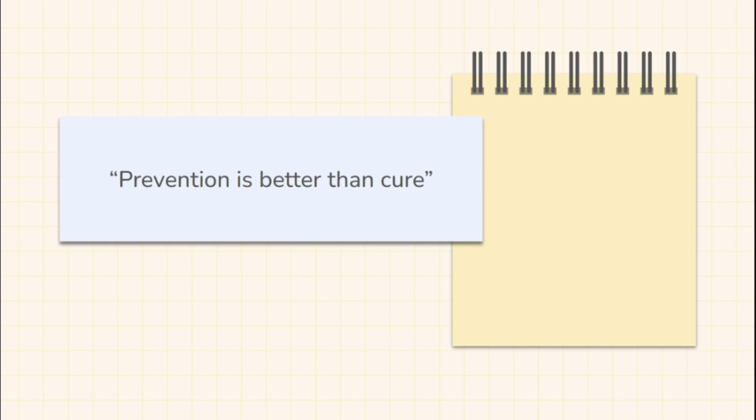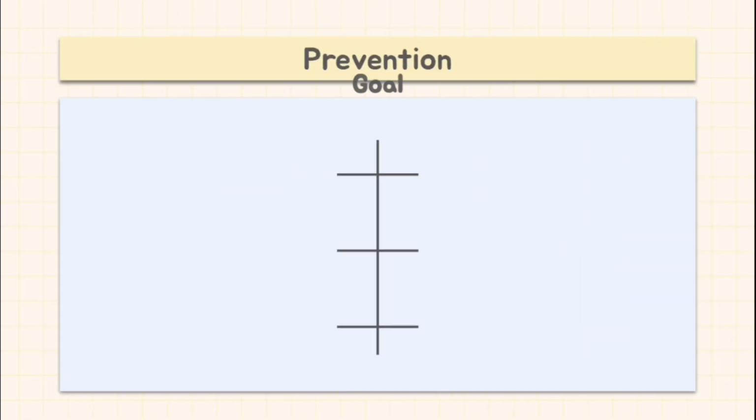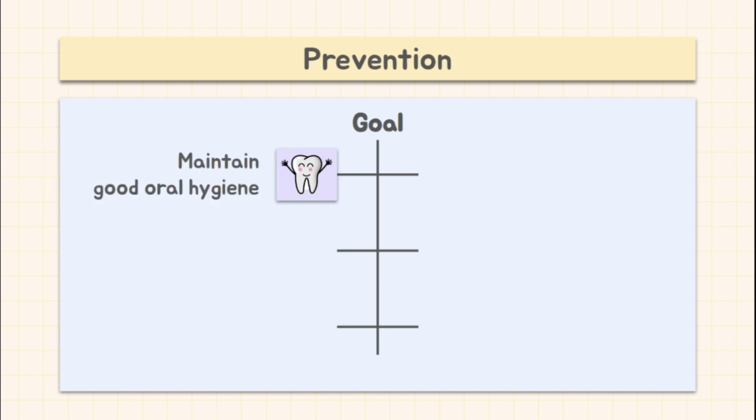As the saying goes, prevention is better than cure. Let's take a look at how these preventive measures reduce the risk of developing a parapharyngeal abscess. First, maintain good oral hygiene, such as regular brushing, to remove the bacteria from teeth. It is essential in preventing infections.